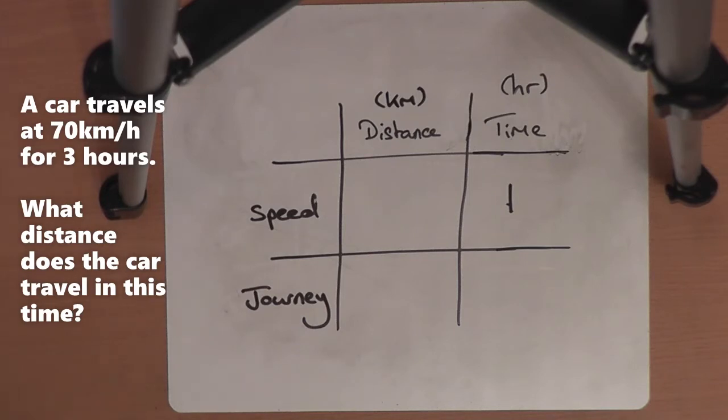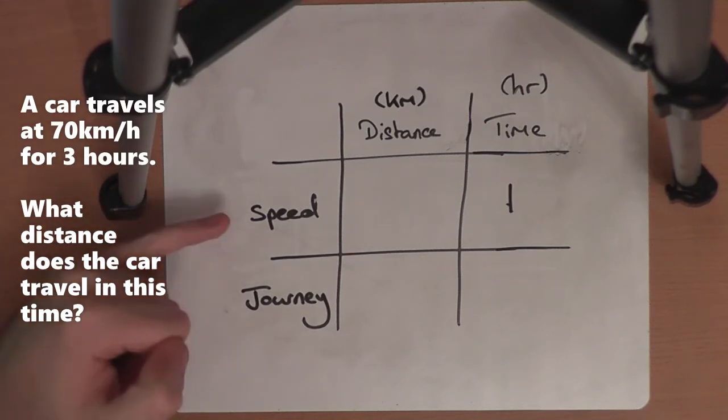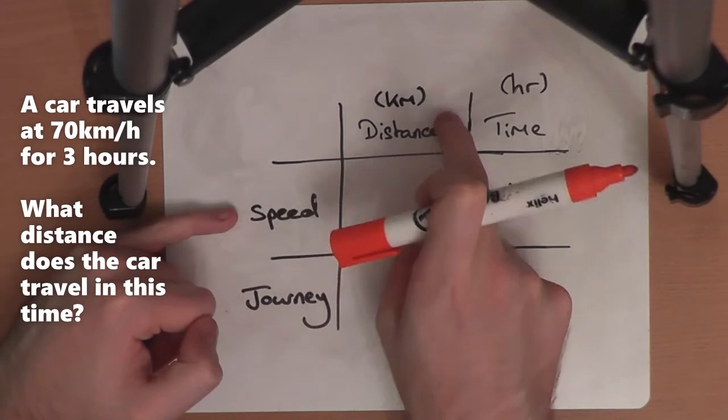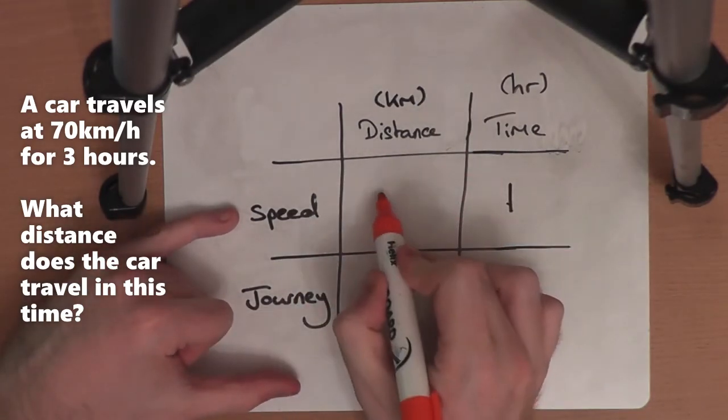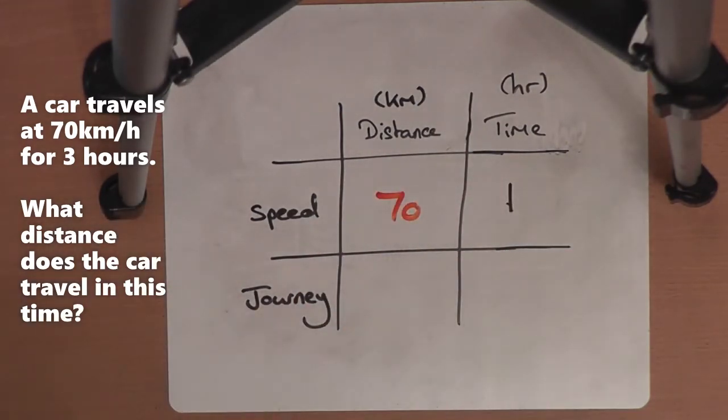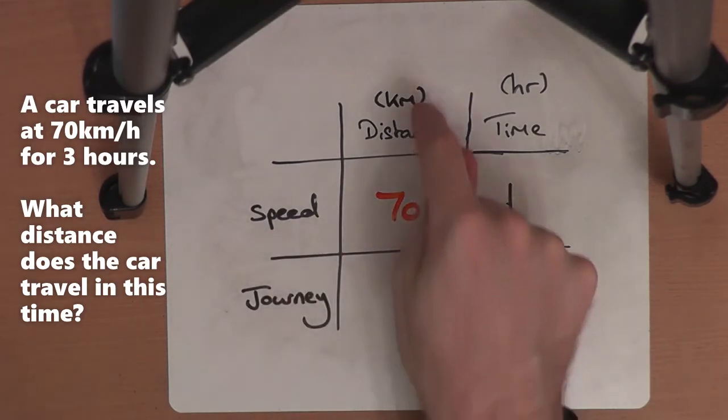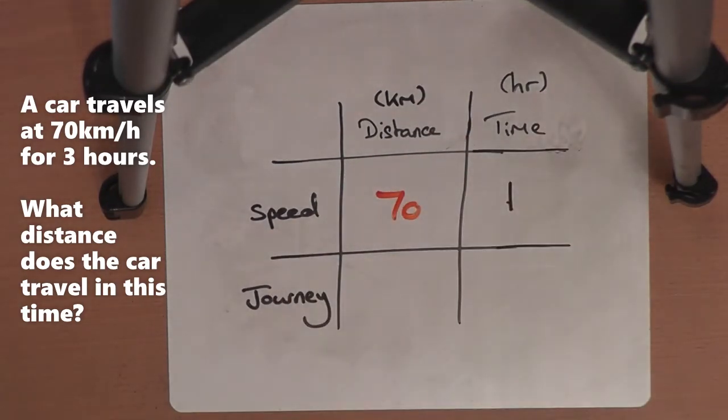Now we look at the question and we work out what we can pick out of the question. A car travels at 70 kilometers per hour. That's 70 kilometers in 1 hour. We've already got the 1 hour in there because that's always going to go in for these questions. The distance part of the speed will go in this box here because this is the distance information for the speed. So we put that in. So that's 70 kilometers. The speed is 70 kilometers in 1 hour.